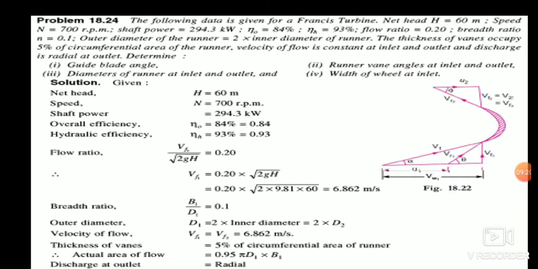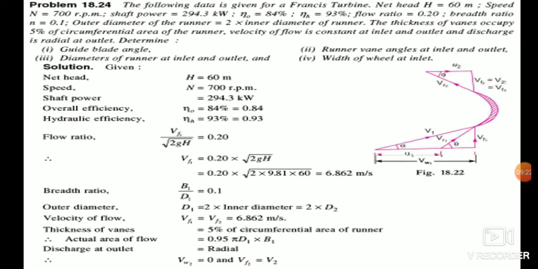So I am going to enlarge this. Okay, the following data is given for a Francis turbine. Net head for the turbine is 60 meter, speed N is equal to 700 rpm, shaft power is equal to 294.3 kilowatt, overall efficiency is 84%, hydraulic efficiency is 93%, flow ratio is 0.20.